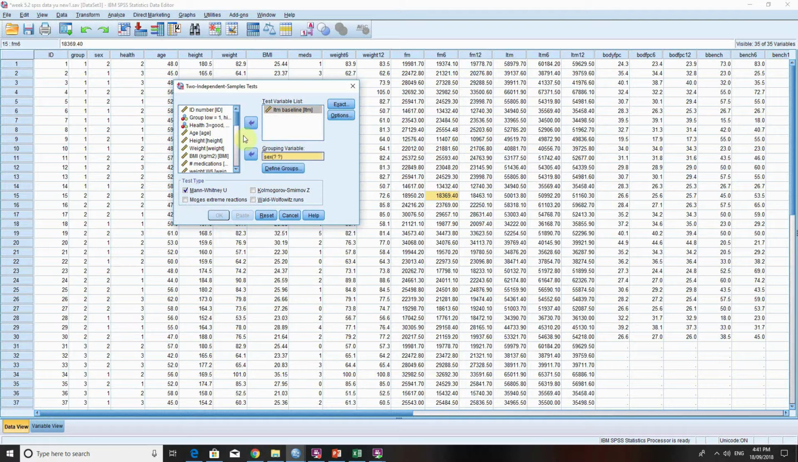It then, like the last screen, asks us to define our groups. So we're going to go 1 and 2 again. And we already have Mann-Whitney U ticked, which is awesome. We can click options to get descriptive statistics if you would like that to be in your output for this question as well.